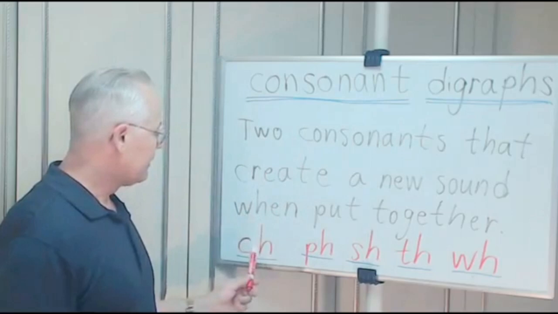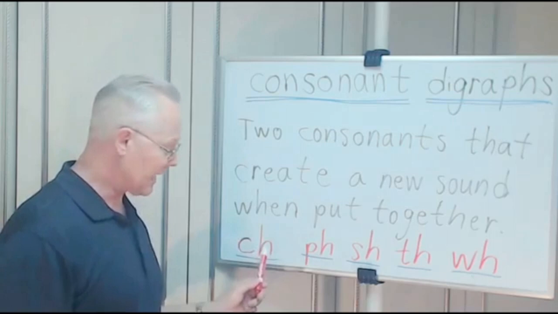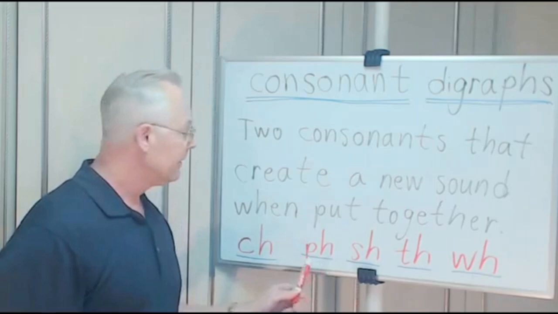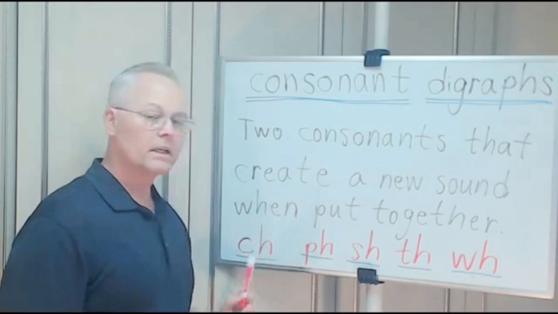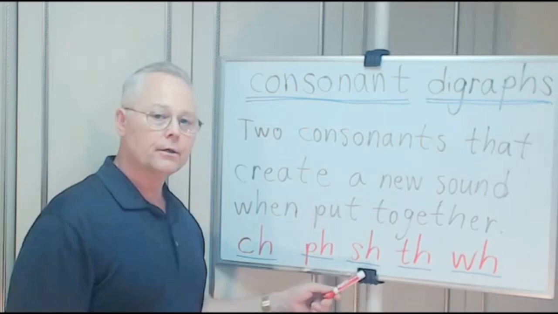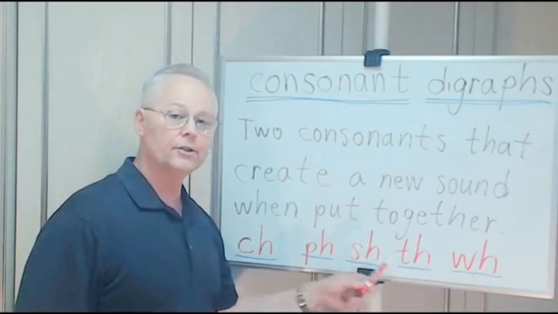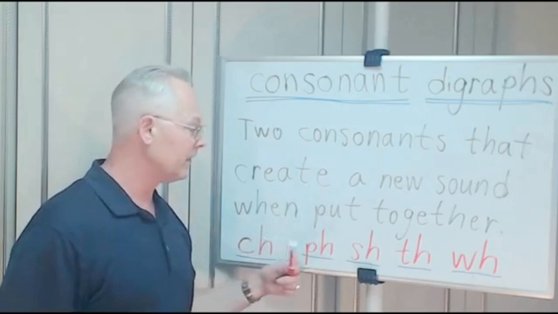And we have CH, ch. That's a consonant digraph. PH, f. It sounds like F, like in the word telephone, phone. SH, sh, like shut the door. TH, th, like think, think about it. WH, w.